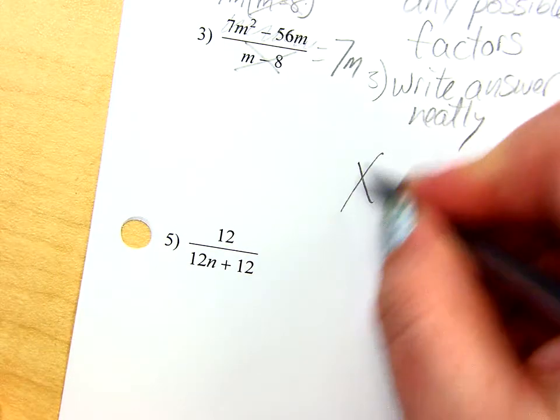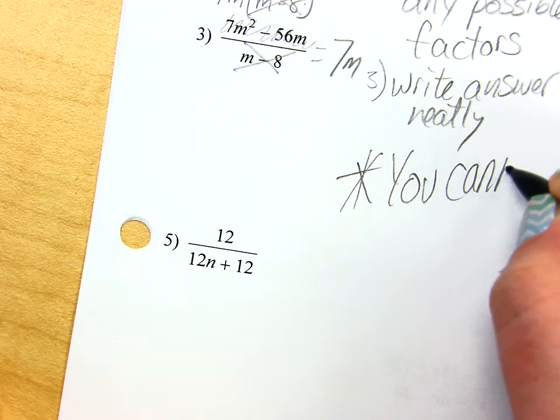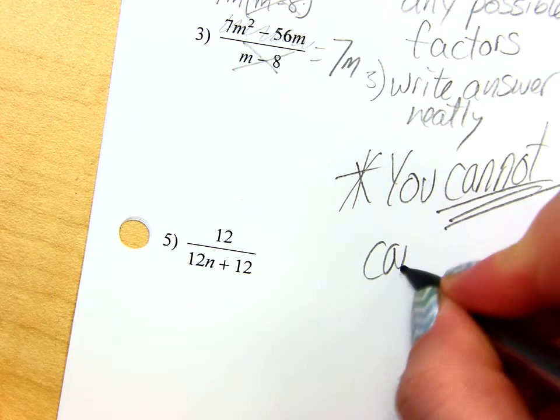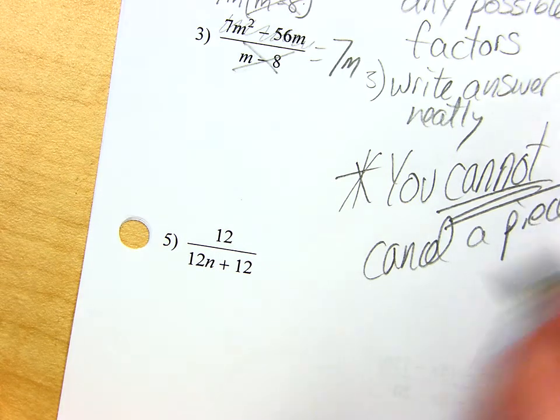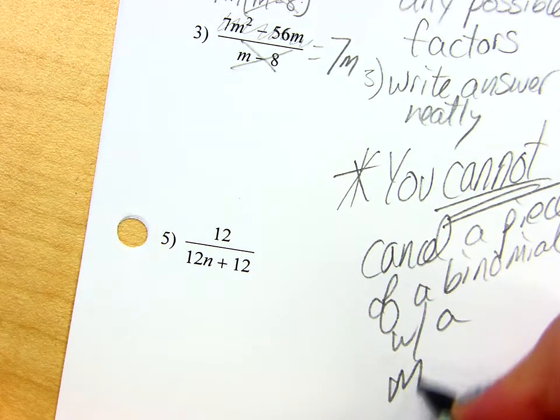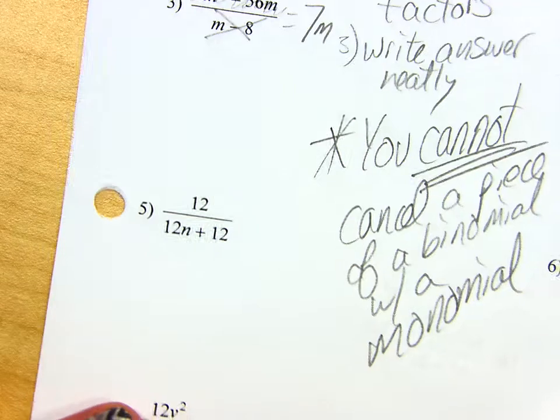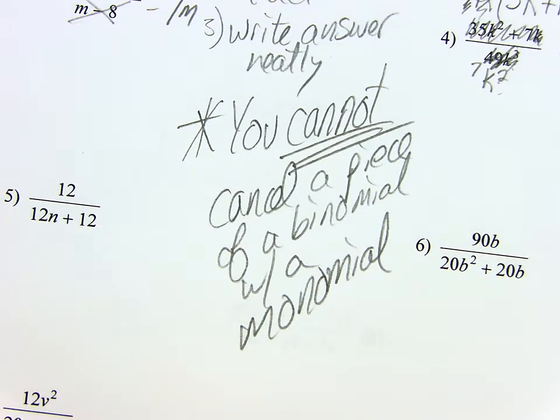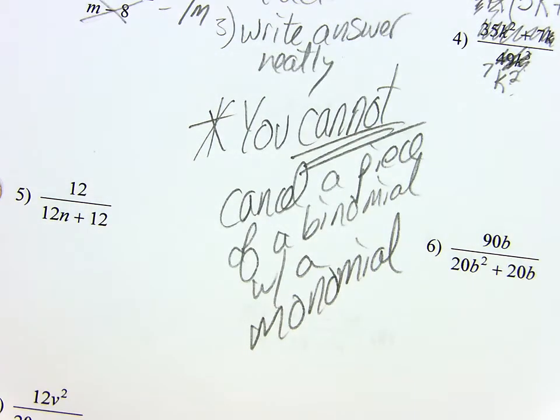Maybe let's put a big star. You cannot cancel a piece of a binomial with a monomial. So if it's binomial over binomial, you can cancel? Yes, and it has to be the exact same one. So if it's x plus 1 over x plus 1, sure, cancel it out. If it's x plus 1 over 2x plus 1, you can't touch it. If you follow my steps, though, and you live by them and you do it correctly, you don't even have to worry about this. If you factor everything, cancel everything that you can, and then just write your answer, you're done.